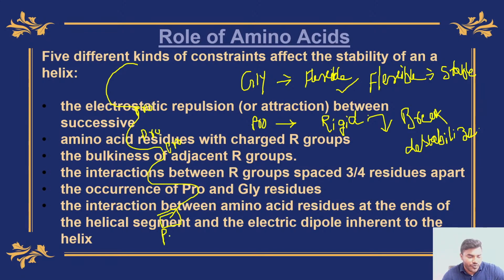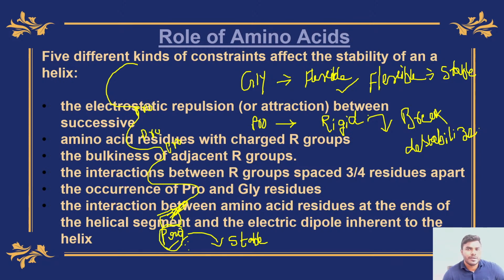Suppose, for example, friends, follow me very correctly. If the proline is present in the starting of the helix, there is no doubt the helix will become highly stable. Because, friends, all the students listen to my statements. If the helix wants to become stronger, rigid, very strong, it will require the help of a rigid amino acid. So what will be the rigid amino acid? Proline. So please remember, don't confuse.